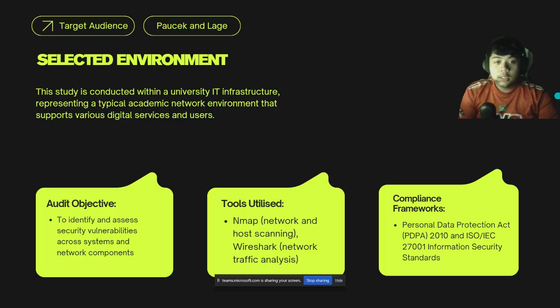So I've selected a university IT environment as my case study. The objective is to identify and assess security vulnerabilities across the system and network. The tools used are Nmap and Wireshark, and this also aligns with compliance standards such as PDPA 2010 and ISO 27001.